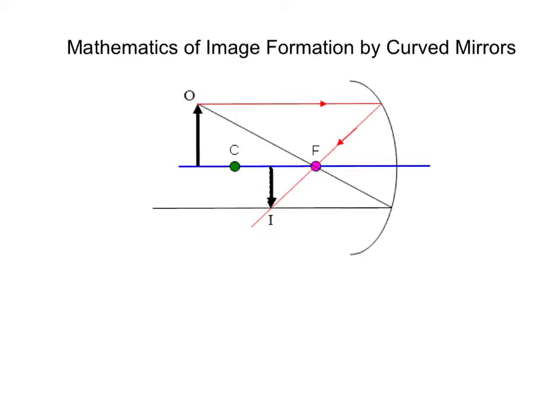Mathematics of image formation by curved mirrors. Here you can see a concave mirror with an object standing in front of it beyond the center, forming the image below the axis. Let's draw in an additional ray that goes from the object towards the mirror and then reflects off at the same angle below the axis.